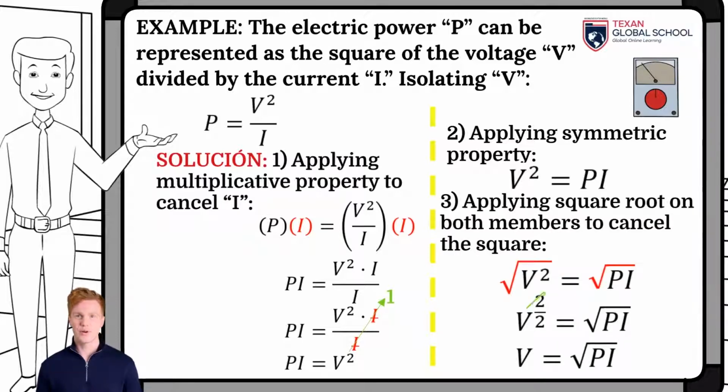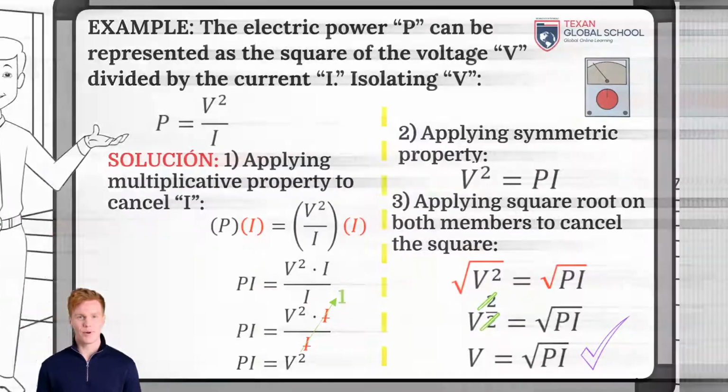Now, since the variable V is squared, we apply the square root on both sides of the equality. In this way, we cancel the square and obtain that the voltage V is equal to the square root of the product of the power P with the current I.